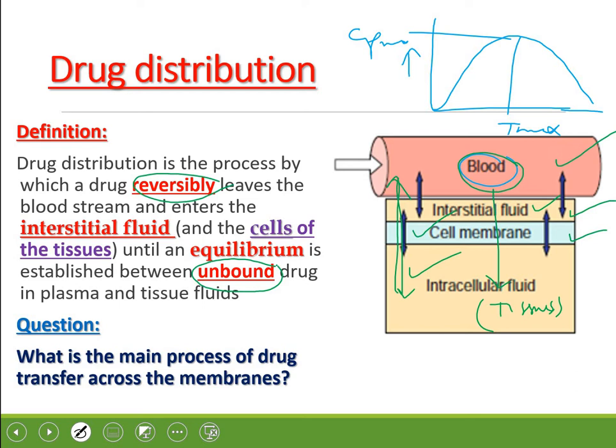What is the main purpose of this process of drug transport across the membrane? It reaches the site of tissues, where receptors are, and that produces the pharmacological response.